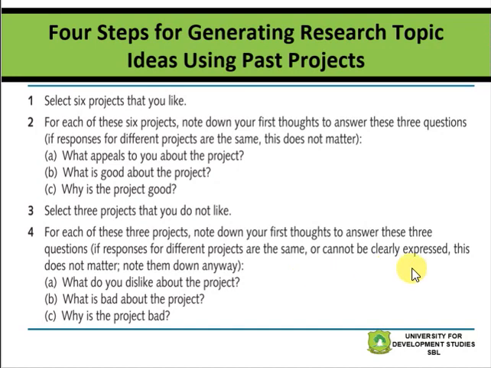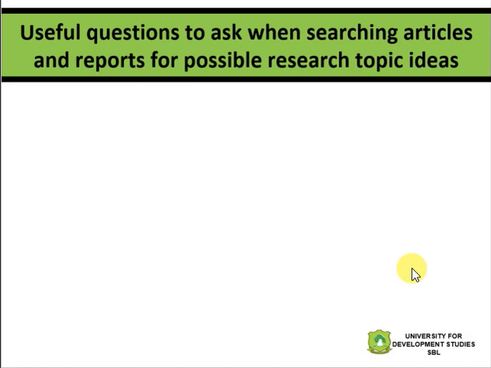Now, there are some useful questions one can ask when searching articles and reports for a possible research topic. Even when we are looking through the past project work titles, we are selecting 6 and asking ourselves some critical questions about what we like and do not like about a project. There are some useful questions one may also ask when searching for articles, or looking at reports, for a possible research topic idea.